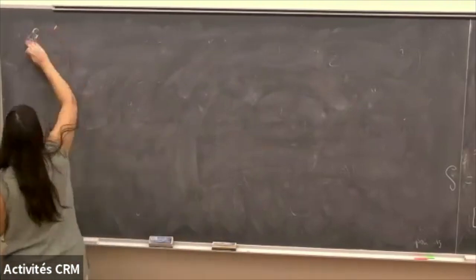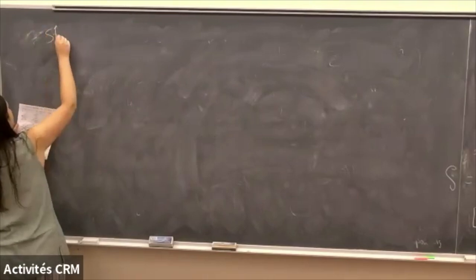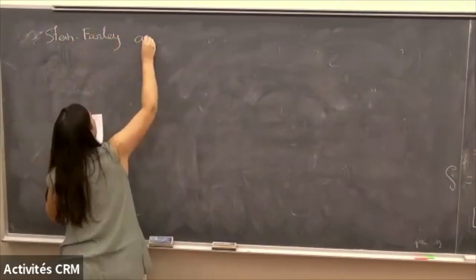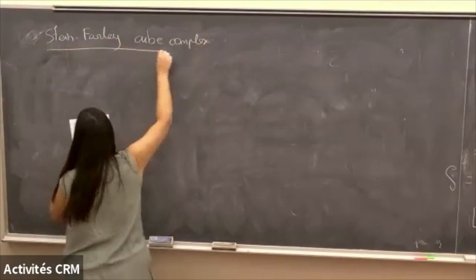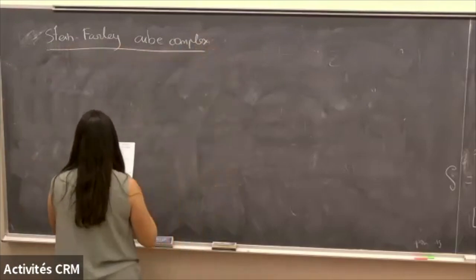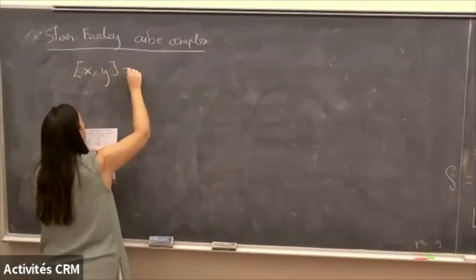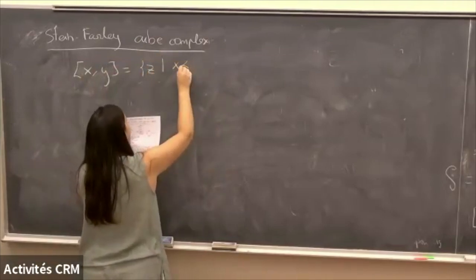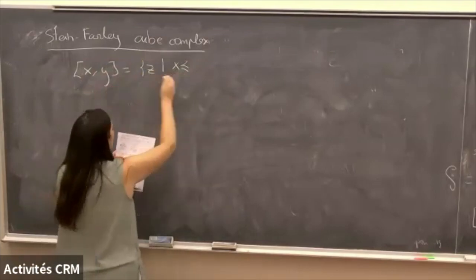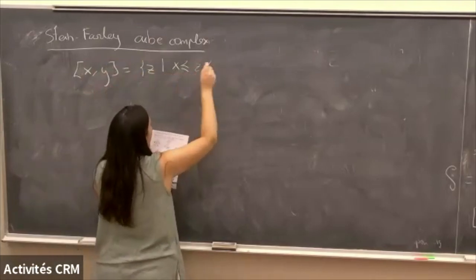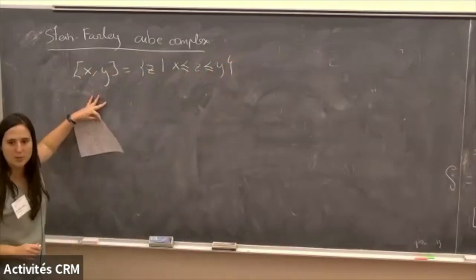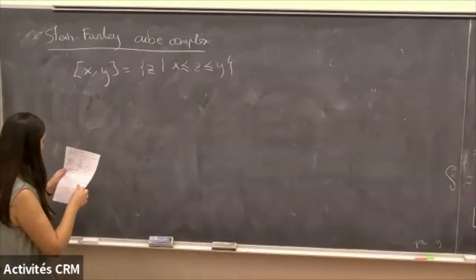So the Stein-Farley cube complex goes as follows. Basically, if you take these sets here, so all the elements that are between X and Y with our finer order, this is a cube. And I will do an example so you won't be bored.